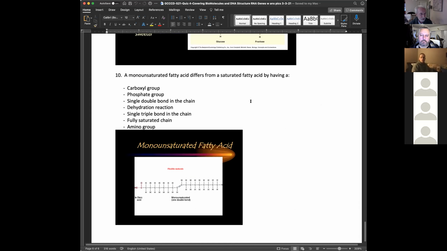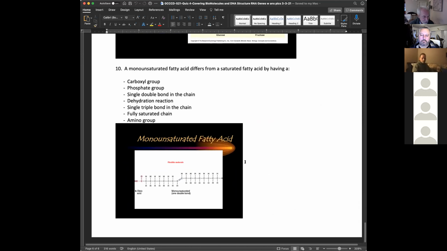And the last one, a monounsaturated fatty acid differs from a saturated fatty acid by having a single double bond in the chain, shown on this slide from the previous lecture. Monounsaturated is a chain that's fully saturated, except at one point there's a double bond. So monounsaturated means there's one double bond in the chain. Anything more than one would be called polyunsaturated. So you could have 2 or 3 or 4.